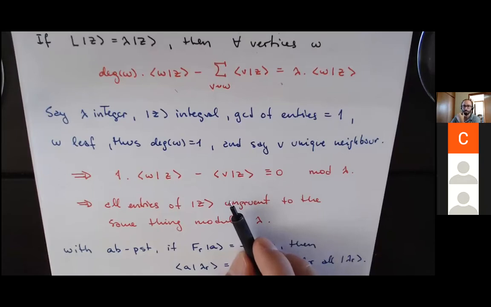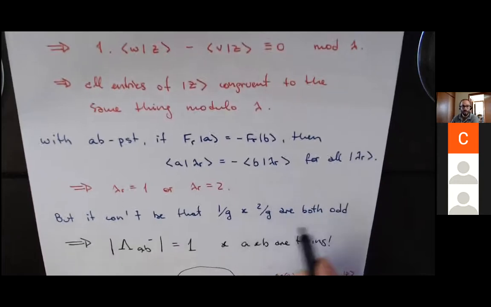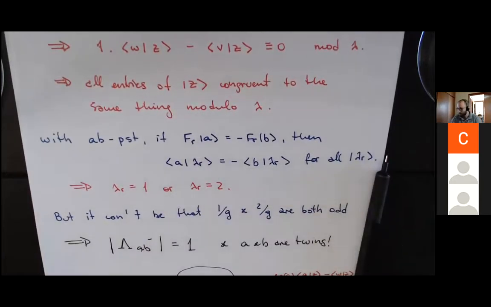For all eigenvalues. Now, if A and B are strongly cospectral and lambda r is an eigenvalue which belongs to the negative support, it means that for all eigenvectors corresponding to lambda r, which I denote by ket lambda r, in Dirac's notation, if the projections are minus each other, then the entries corresponding to vertices A and B are minus each other.